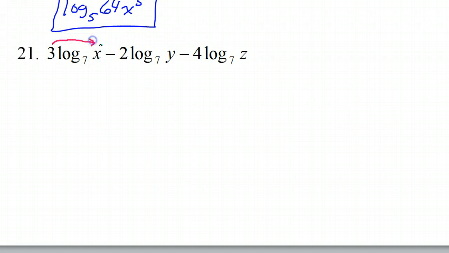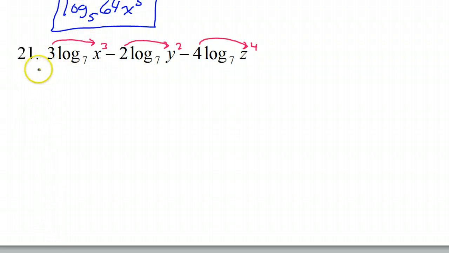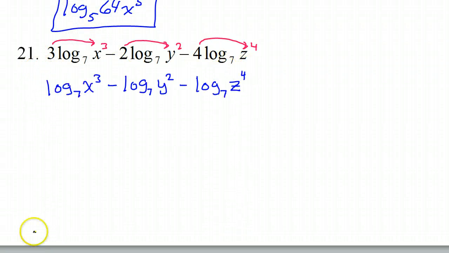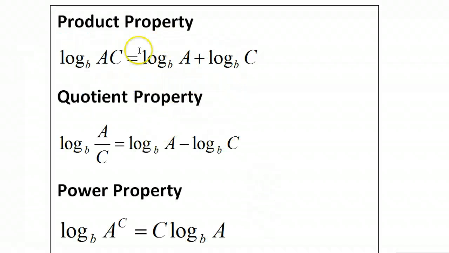So this is going to come over and become x to the third power. This is going to come over and become y squared. This is going to come over and become z to the fourth power. So that's great. I'm going to copy this off camera. Okay, so you would have this once you did that. Now, I'm going to combine these using a combination of the quotient rule and the product property.